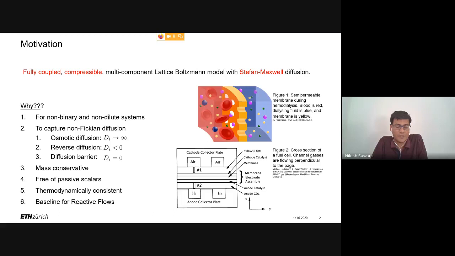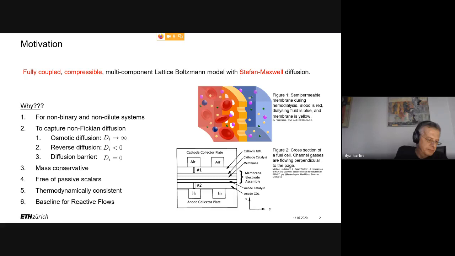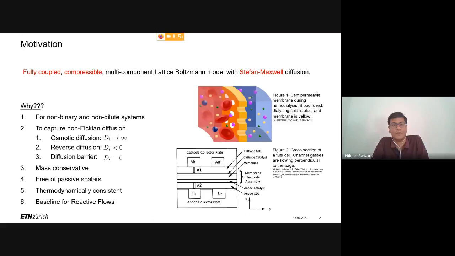So for example, one of them is osmotic diffusion. That is when a species diffuses even in the absence of a driving force or in the absence of a concentration gradient. If you look at this phenomenon from the point of view of Fickian diffusion, it would appear as if the Fickian diffusion coefficient is infinity. Or there's another phenomenon of reverse diffusion, when the diffusion occurs from low concentration to high concentration. That would be like the Fickian diffusivity is negative.